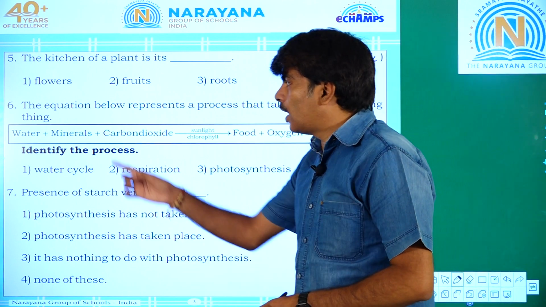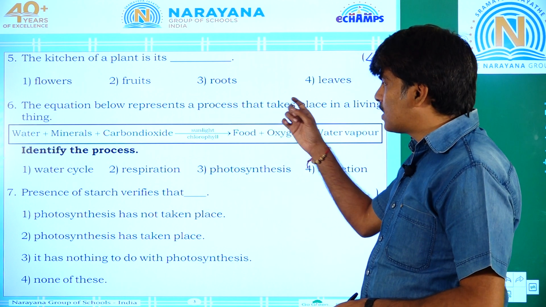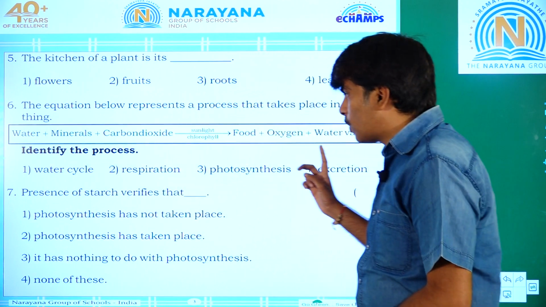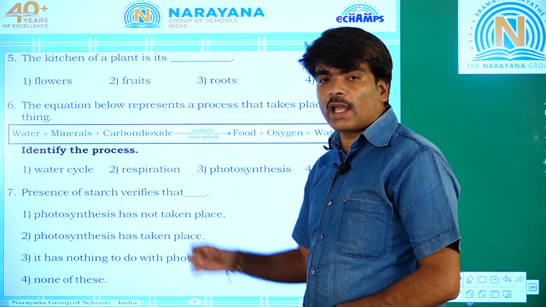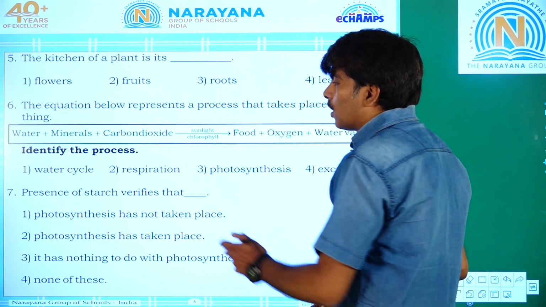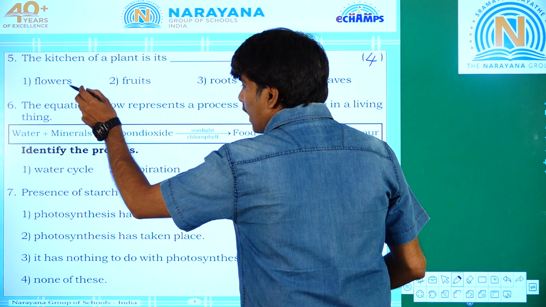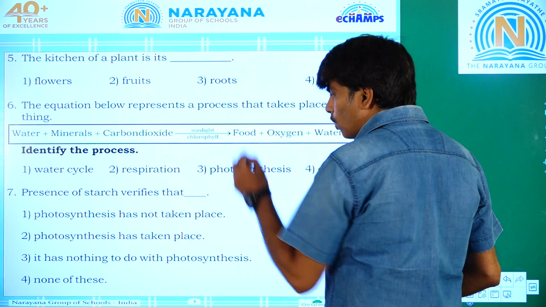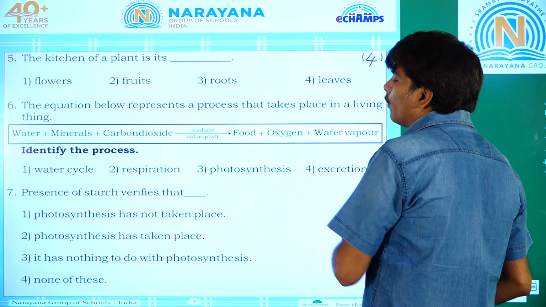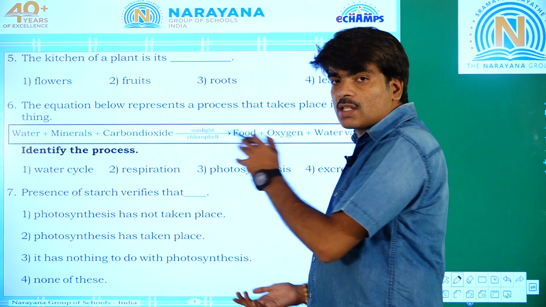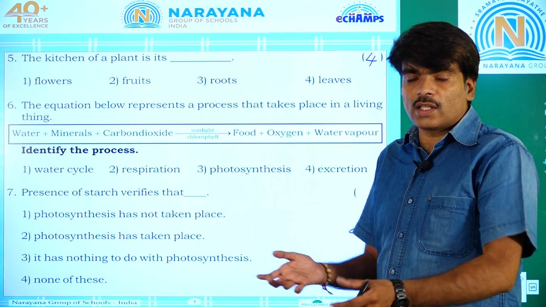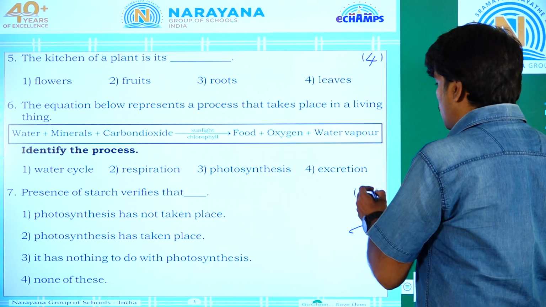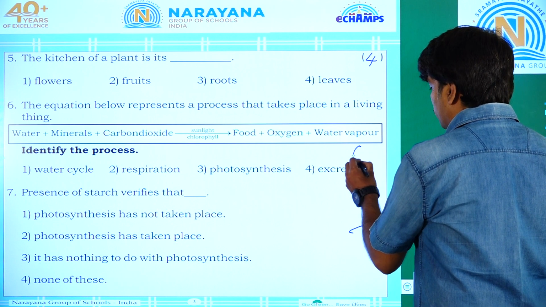Now, sixth question. The equation below represents a process that takes place in a living thing. In a living thing, a reaction is observed here. Let us see the reaction. Water plus minerals plus carbon dioxide, in the presence of sunlight and chlorophyll, food, oxygen and water vapor is prepared. We can easily identify that process. It is nothing but photosynthesis. So our option is 3 here.